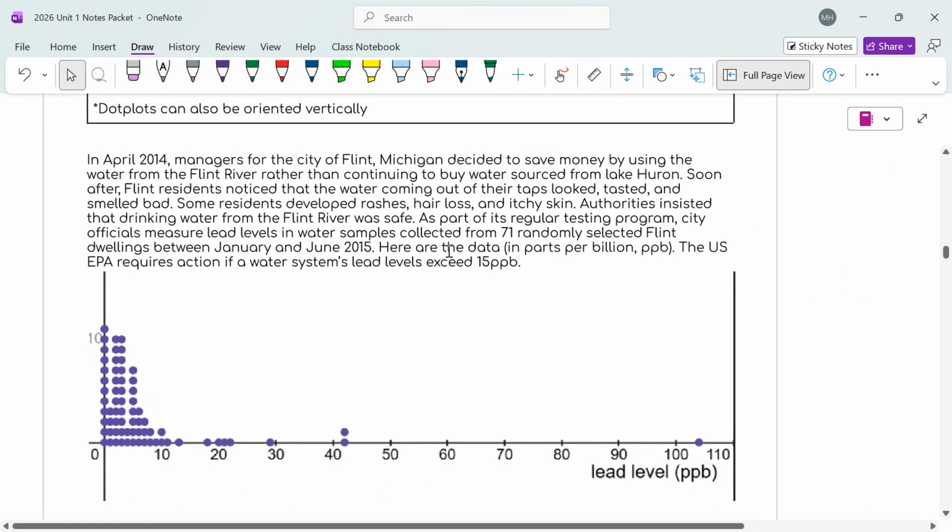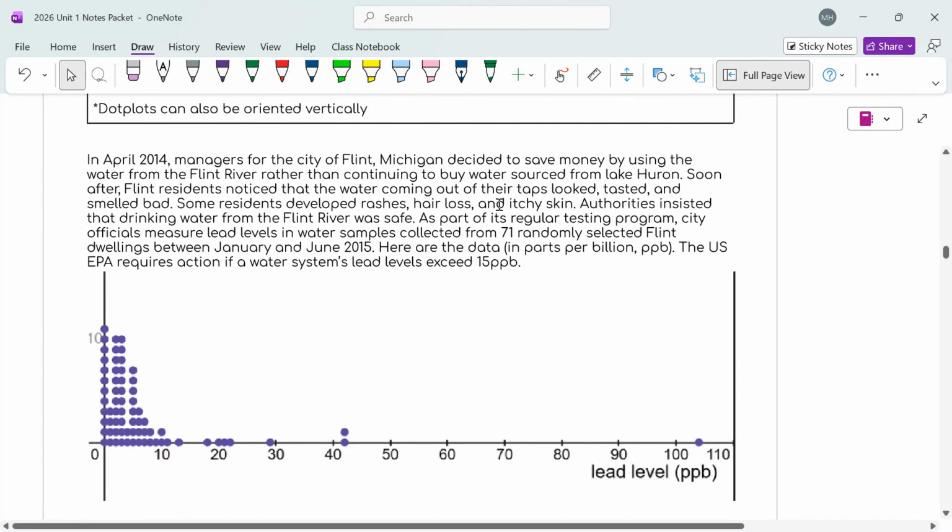In April 2014, managers from the city of Flint, Michigan decided to save money by using the water from the Flint River rather than continuing to buy water source from Lake Huron. Soon after, Flint residents noticed that the water coming out of the taps looked, tasted, and smelled bad. Some residents developed rashes, hair loss, and itchy skin. Authorities insisted that drinking water from the Flint River was safe.